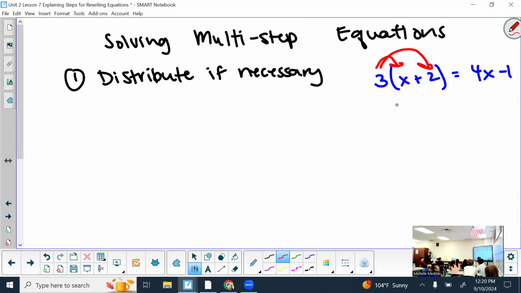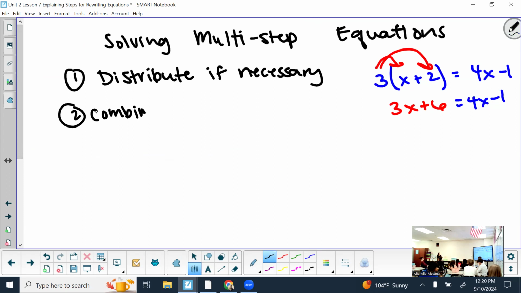What's 3 times x? What is 3 times 2? And then everything else just stays there, it doesn't go away. All we did was distribute. You might not have to distribute in some of the problems. Sometimes there's no parentheses at all. But if there is a way to distribute, usually you do that first. You can't go wrong if you do it first. So distribute if necessary. Step 2 would be to combine like terms if necessary.